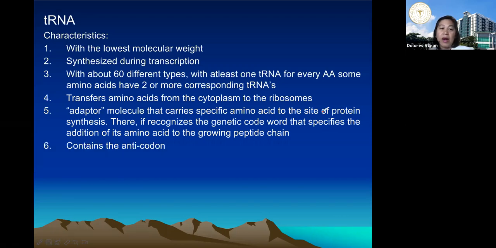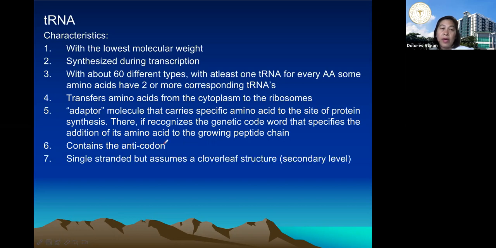This time, the tRNA contains the anticodon. So the codon is found in the messenger RNA, while the anticodon is found in the tRNA. It is single-stranded, but it can assume a secondary structure. So this is the only RNA that has a secondary structure. And the secondary structure of the tRNA is known as the clover leaf structure.